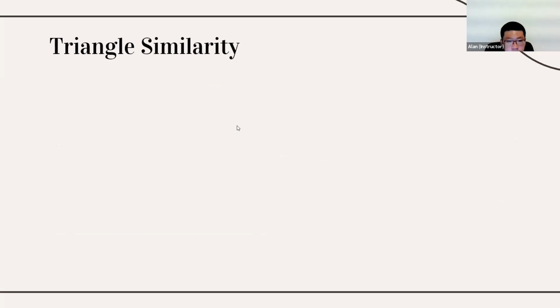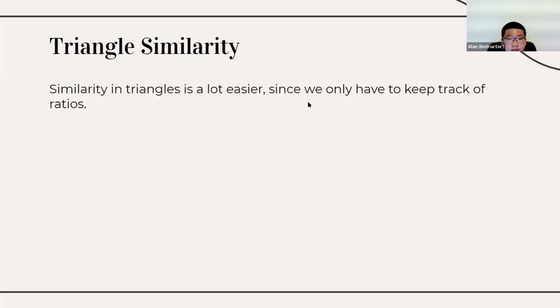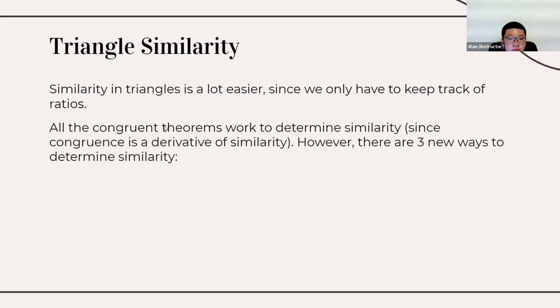All right, so now we're going to move on to similarity in triangles. So similarity is a lot less strict than congruence because it doesn't have to have the same side lengths. As long as the ratios between the sides are the same, it just has to be a scaled up or down version. So all the congruence theorems can be used to determine similarity, because congruence is a more strict version of similarity. Instead, the side lengths don't have to be equal. It's just that the ratio between the corresponding side lengths has to be the same.